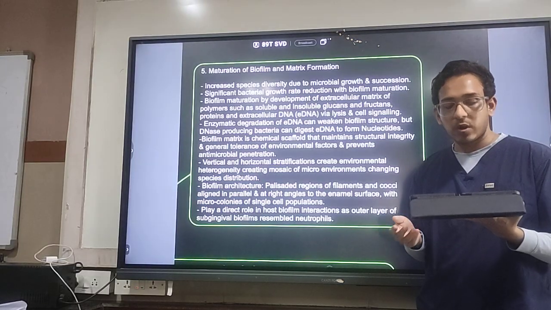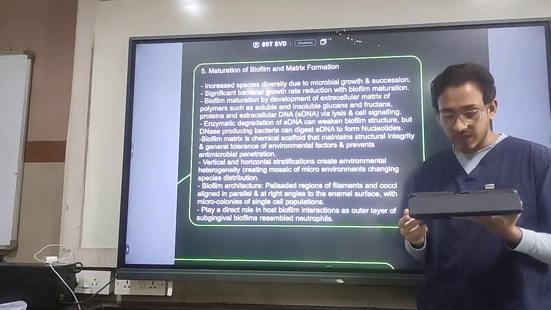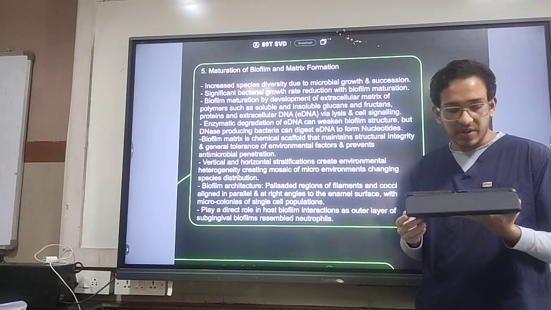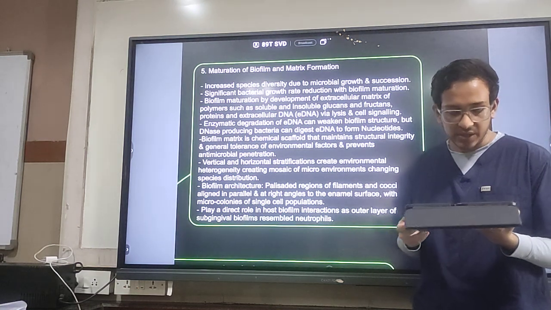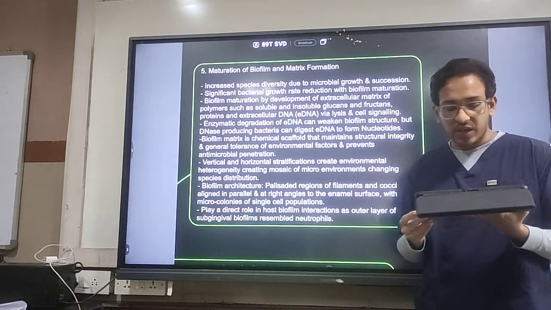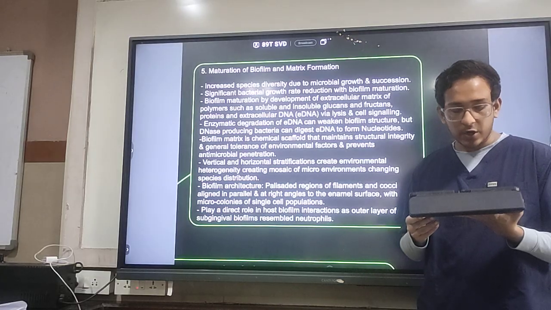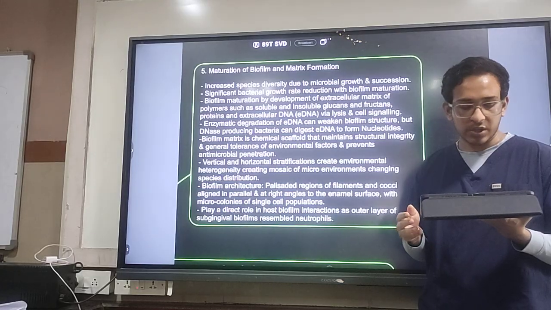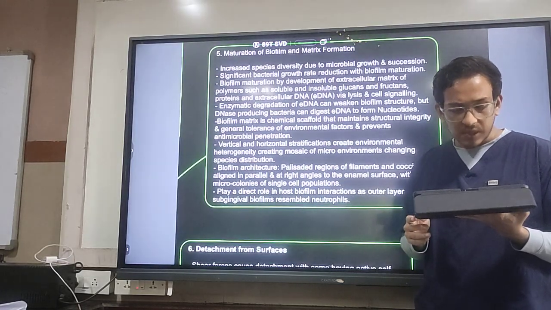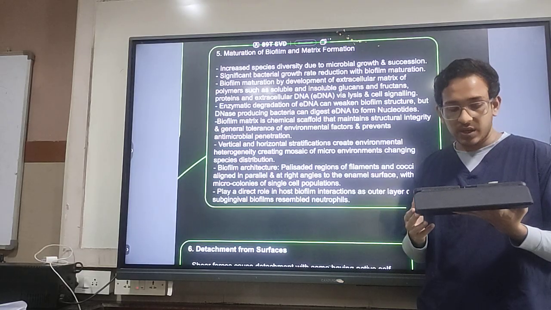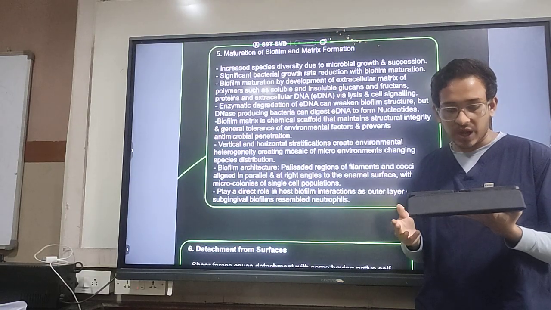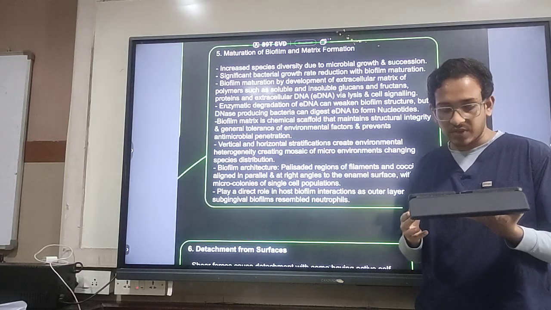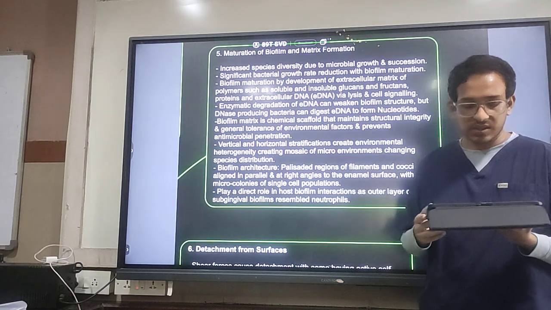The biofilm matrix is a chemical scaffold that maintains the structural integrity and the general tolerance of environmental factors and prevents antimicrobial penetration. The vertical and horizontal stratification can create environmental heterogeneity, creating a mosaic of microenvironments and changing species distribution. The biofilm architecture has palisading regions of filaments and foci aligned in parallel and at right angles to the enamel surface with microcolonies of single cell population.